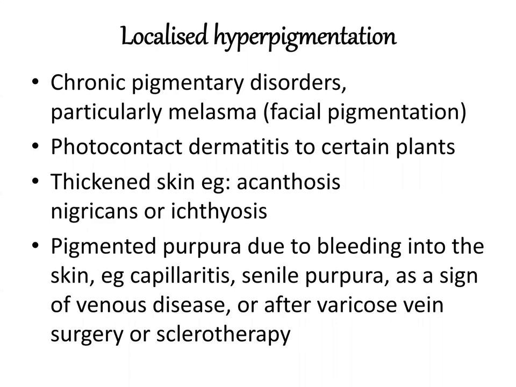Now, as the word means, purpura is bleeding into the skin. So in capillaritis, where there is inflammation of capillaries, damage causes leakage of cells. So the hemoglobin will be retained there, then hemosiderin, which will give rise to pigmentation. Senile purpura, that is, elderly people can have bleeding due to lack of collagen support, and sometimes venous stasis in the legs can cause long-term retention of hemosiderin, giving rise to pigmentation, and even after sclerotherapy.